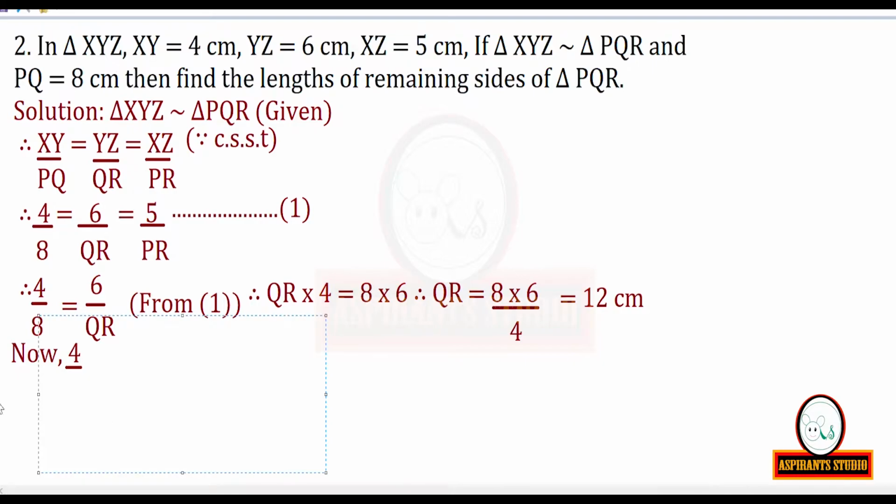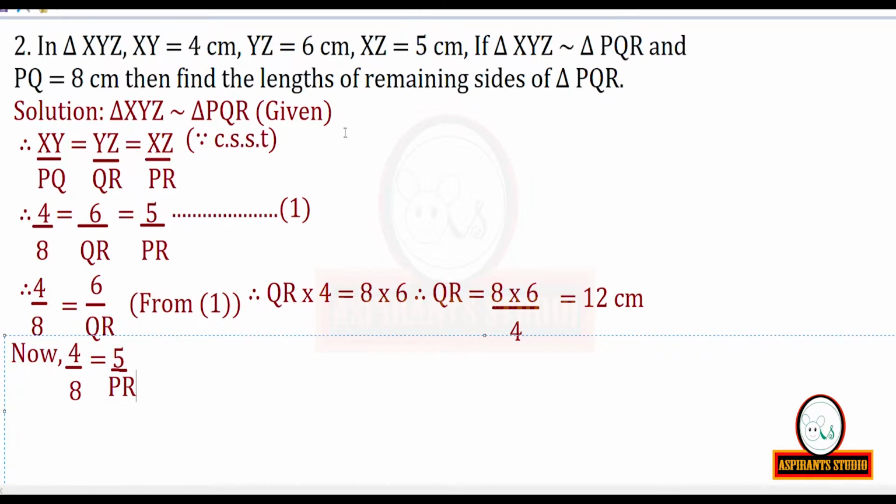You can also take the second and third ratios and substitute the value of QR, because we know QR is 12, and then find out PR. Otherwise, there is another option. You can take the first one and third one, that is 4 upon 8 is equal to 5 upon PR. Here, when you do the cross multiplication, 4 multiplied by PR is equal to 8 multiplied by 5.